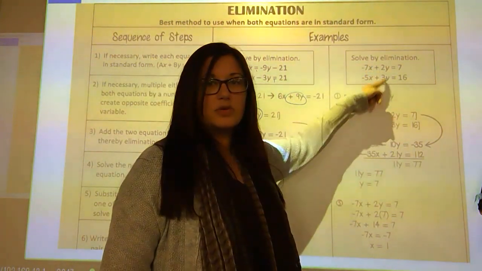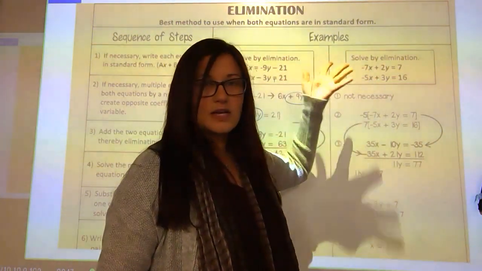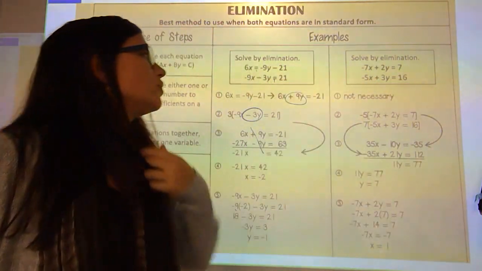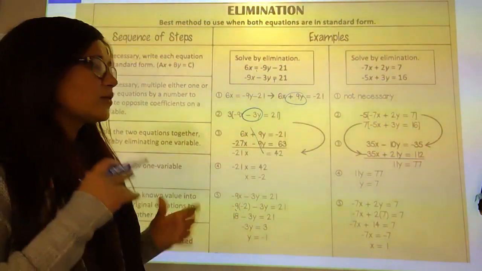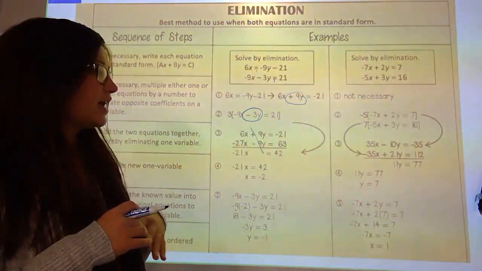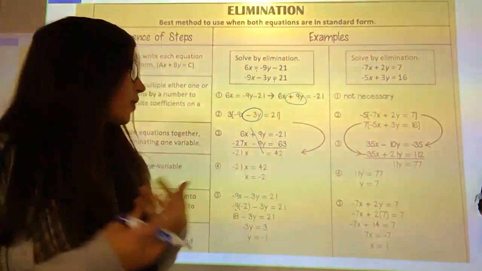3 is not a multiple of 2. 2 times nothing gives you 3. 5 is not a multiple of 7. 5 times nothing gives you 7. So, or at least whole numbers, all right? So hopefully we're okay with that multiplying and why we multiply what numbers in which equations, okay?